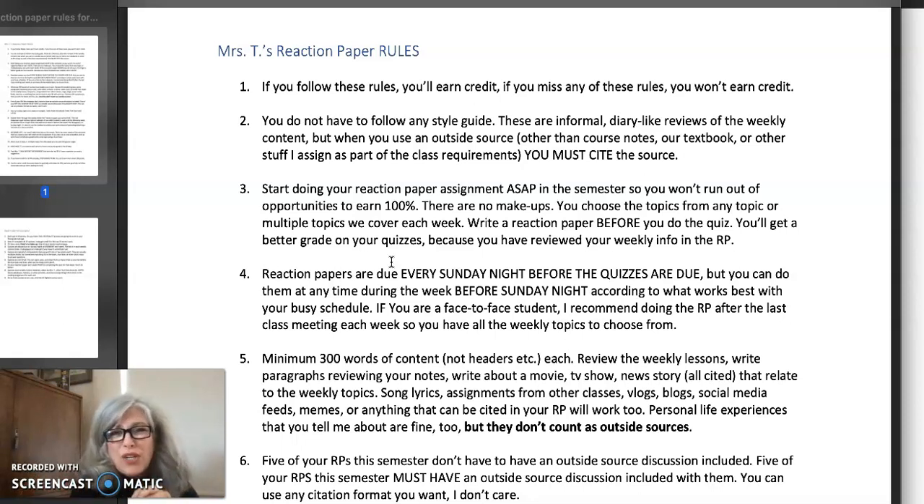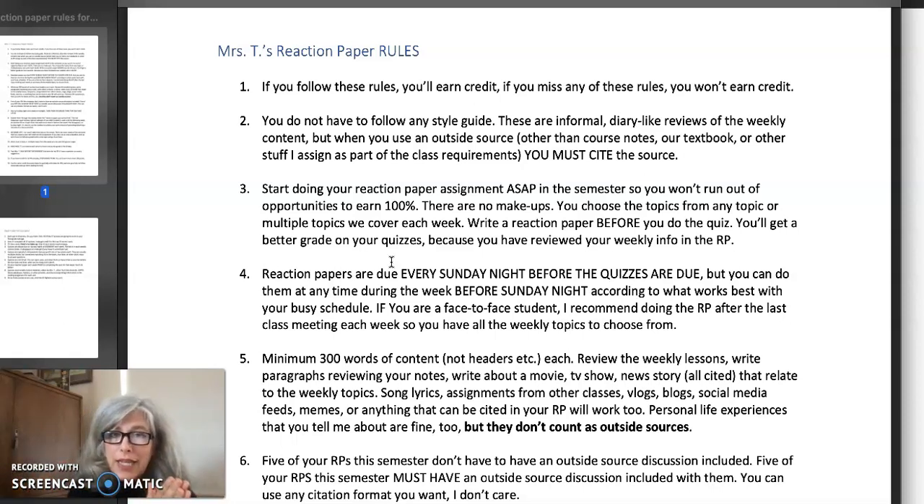And so you don't start getting zeros for reaction papers unless you've run out of opportunities during the semester to do a reaction paper. If you follow these rules that I'm about to go over with you, you will be successful on reaction papers and you'll end up with a 100% on this assignment.